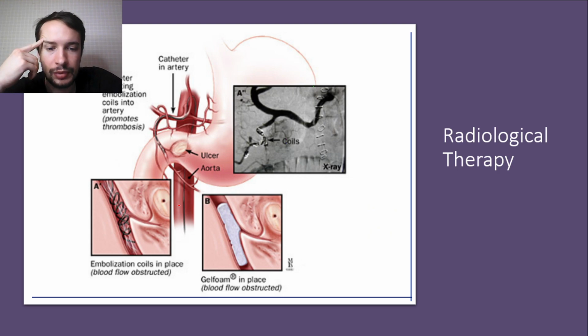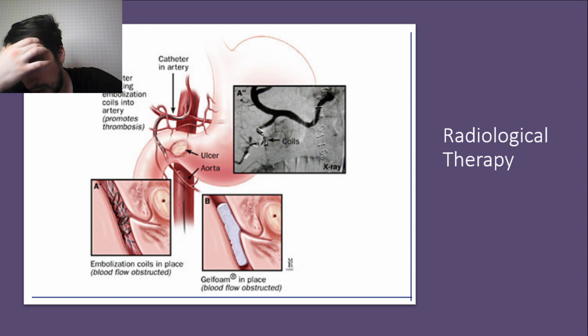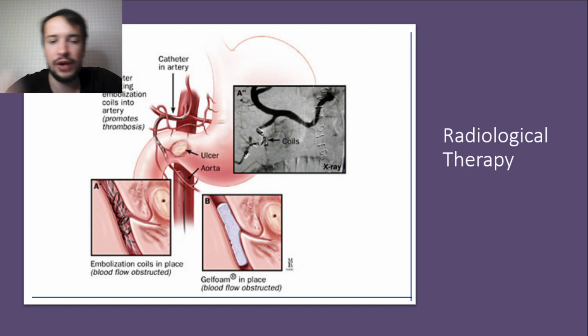Radiological therapy. Angiography is a useful diagnostic and therapeutic modality in treatment of bleeding gastric and duodenal ulcers. Angiography can identify the site of bleeding in instances where endoscopy has failed to be diagnostic. It should also be considered in patients at high risk for surgical intervention.